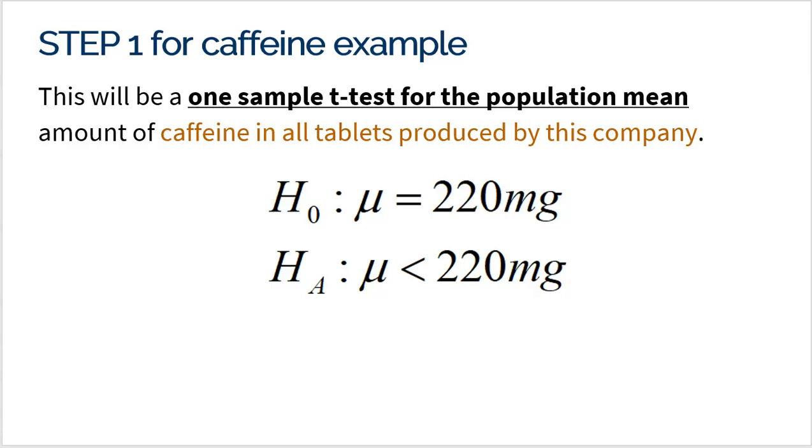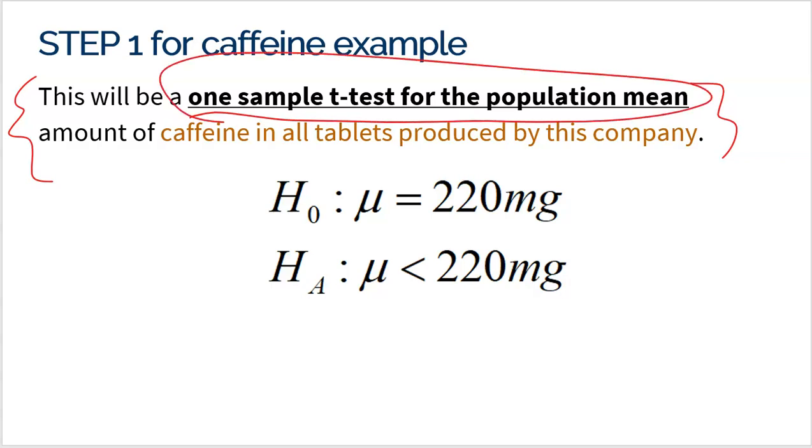This will be a one sample t-test for the population mean amount of caffeine in all tablets produced by this company. And like I said, I tackled a lot in just this sentence. So I named it, one sample t-test, and then I gave it all that good thick context there, right? You want to make sure that you are giving the context for what the problem's about. Don't just be generic, okay?